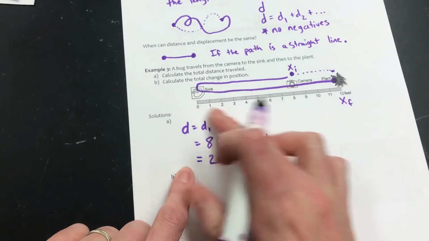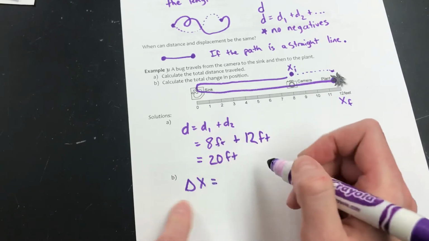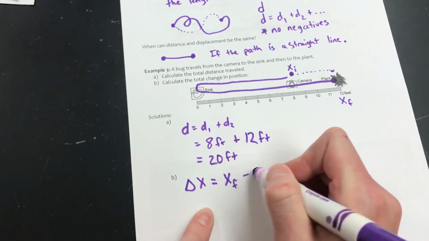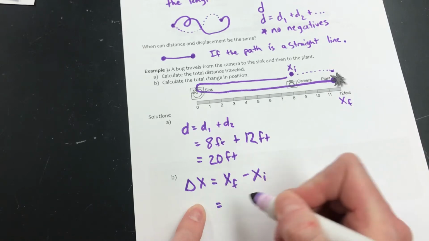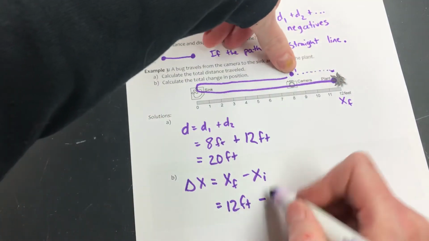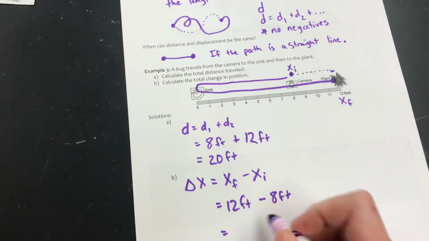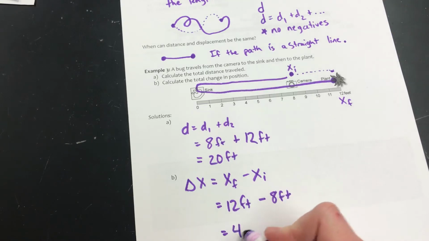That's the length of the path. Now for the change in position, we're really only looking at where it started and where it finished. So it's that final position minus that initial position. So my final position is 12 feet, and my initial position is 8 feet. Okay? So when I go 12 minus 8, I get 4 feet.